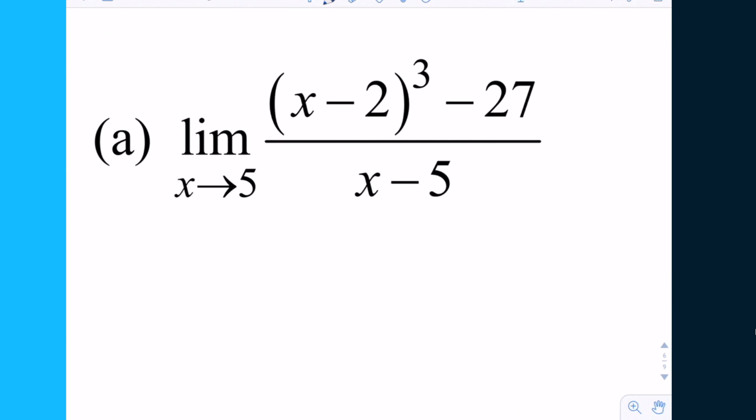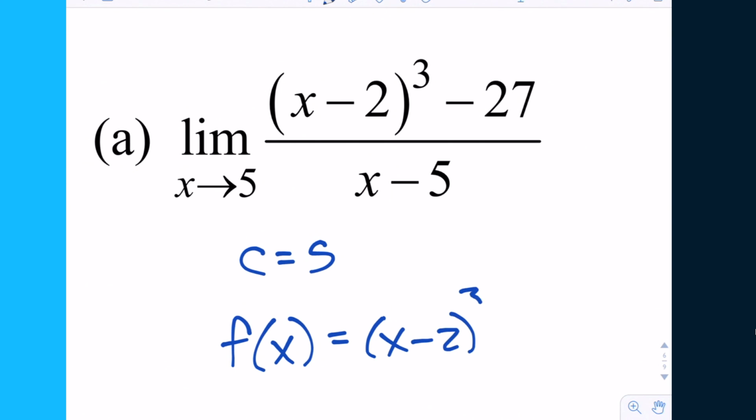Boy, so, wow, that's easy. So we can get that first. So c must be 5. But what do you think the function is? X cubed or x minus 2 cubed? Oh, yeah. It's that easy. Because sitting right there in front, it's f of x minus f of 5. Now, just verify 27 must be f of 5. In other words, it must be what we get when we plug a 5 in here. Let's see. 5 minus 2 is 3. 3 cubed is 27. So f of x is x minus 2 cubed, and c is equal to 5. So this represents f prime of 5.